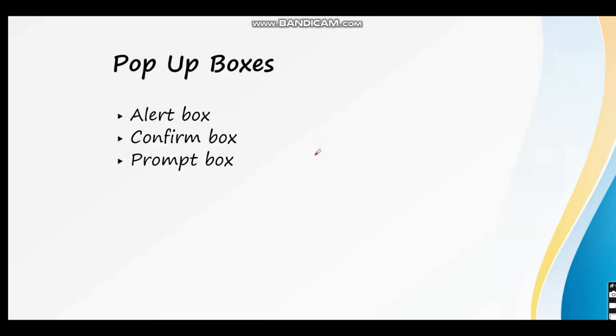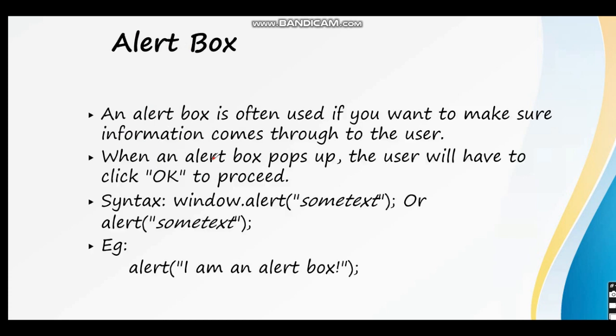Right. Next, pop-up boxes. There are three types of pop-up boxes: the alert box, confirm box and prompt box. What is an alert box? An alert box is often used if you want to make sure information comes through to the user. When an alert box pops up, the user will have to click OK to proceed. Syntax: window.alert("some text") or alert("some text"). Example: alert("I am an alert box").